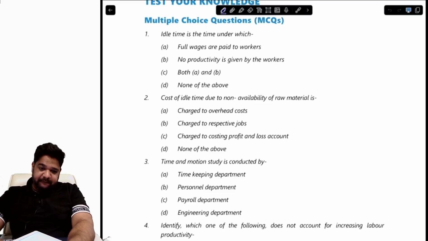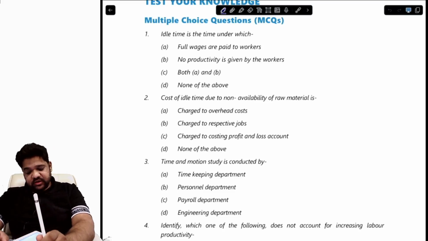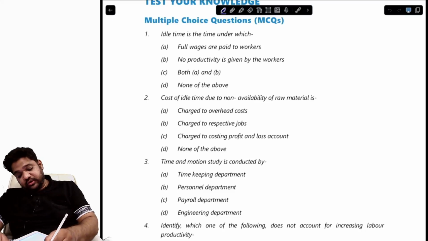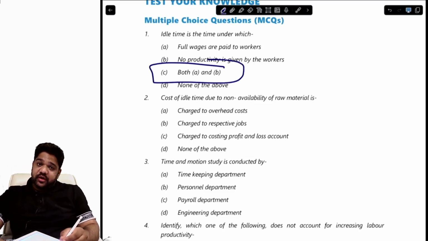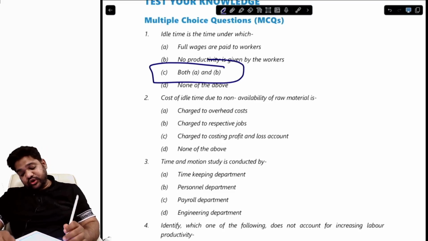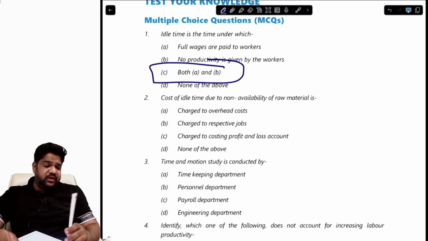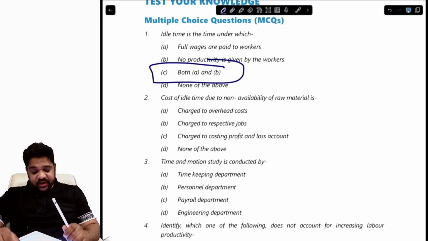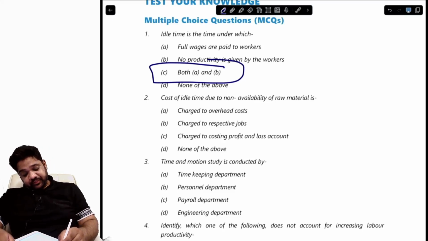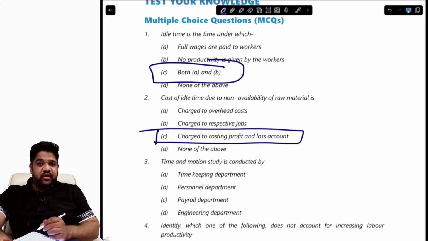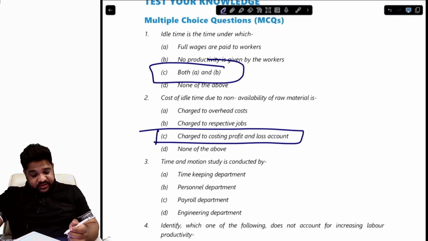Do they get paid for the workers? Do they get paid? Yes. Are they working? No. So it is both A and B. Then the second one, cost of idle time due to non-availability of materials. Non-availability of material means this idle time could have been avoided. If it could have been avoided, then this is your abnormal idle time. Abnormal idle time, is it charged to overhead? No. To the job? No. It is charged to costing P&L account. So that is what you have for the second one.